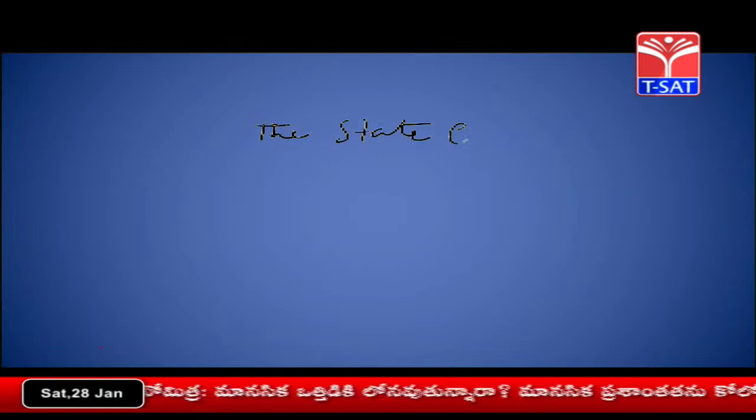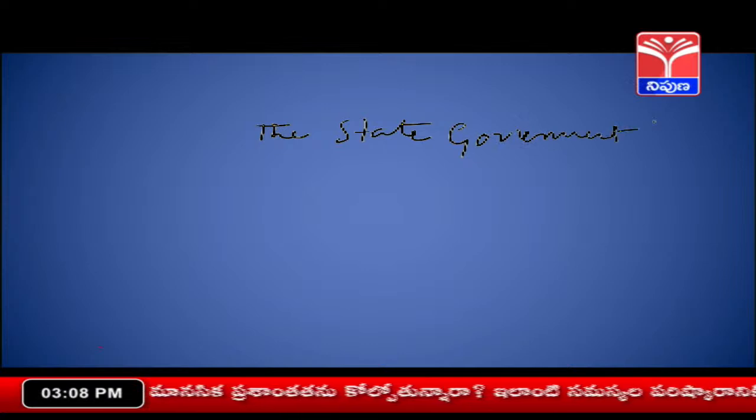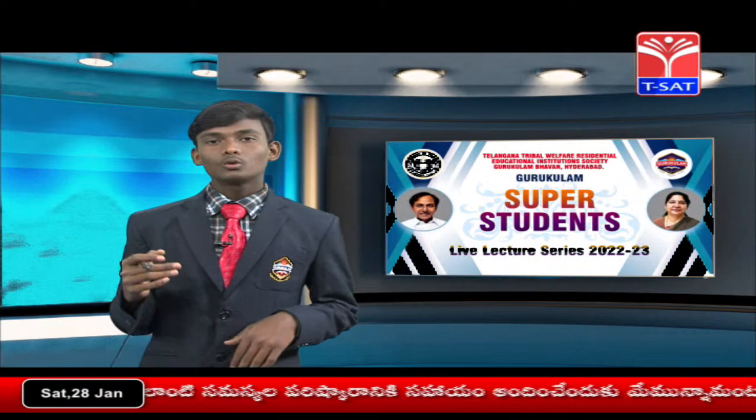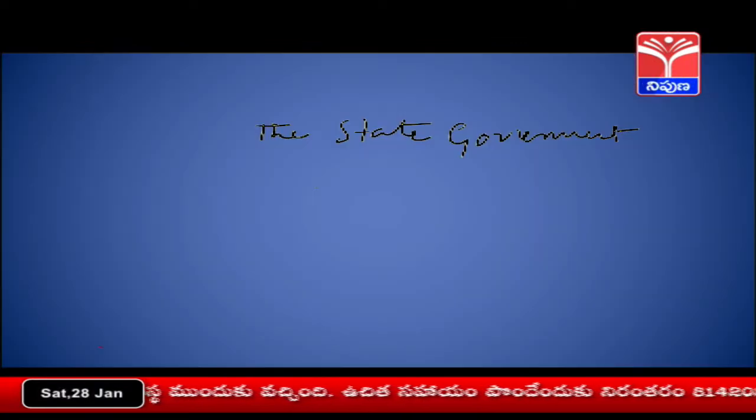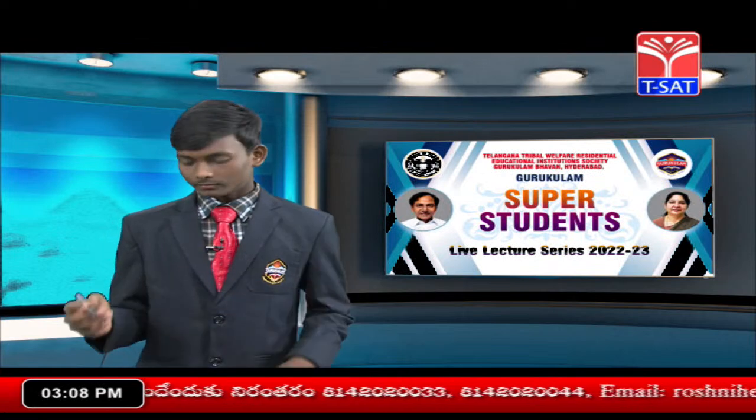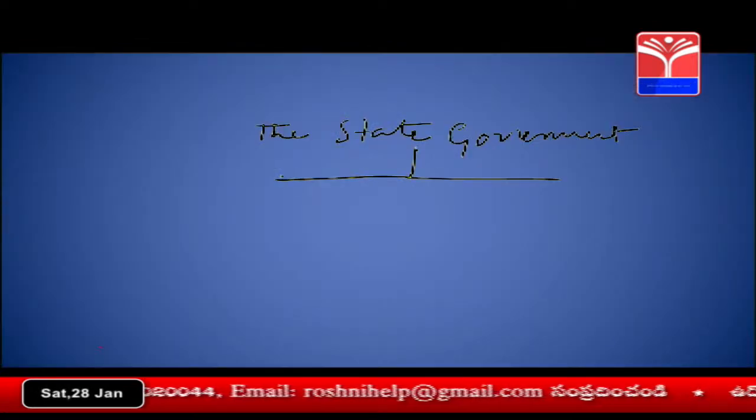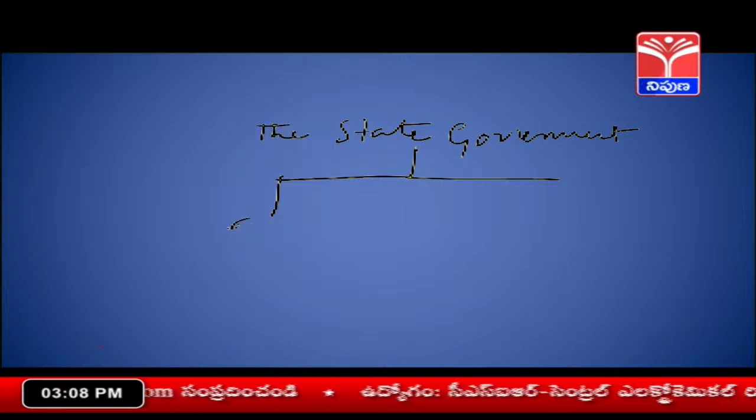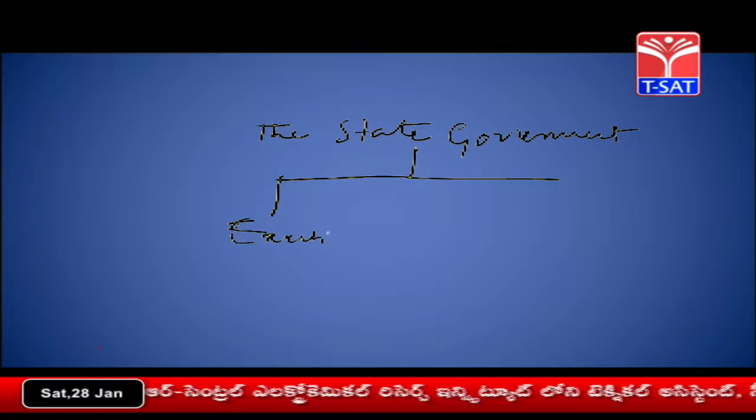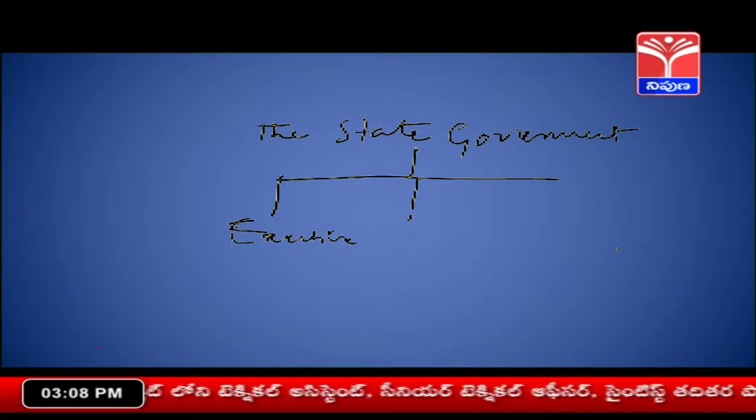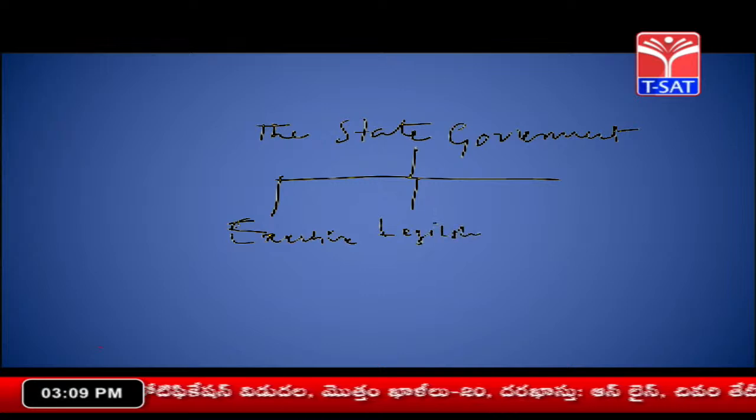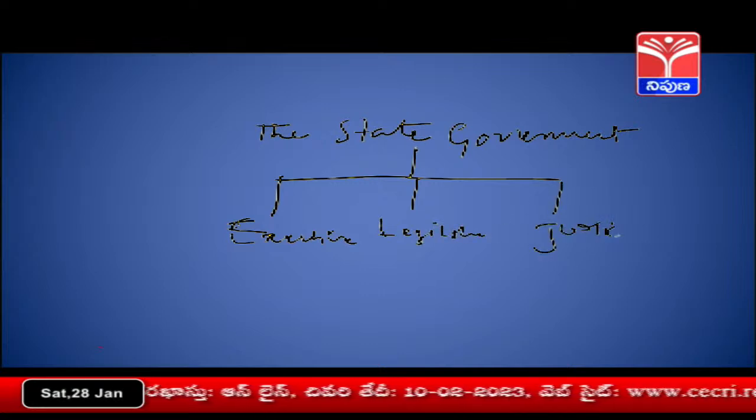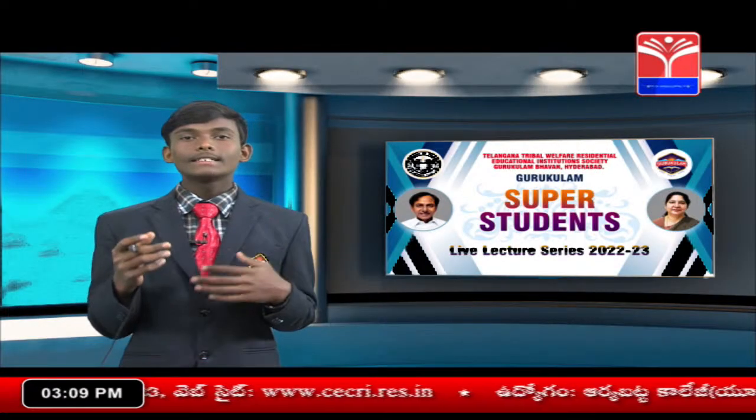The state government. Articles 152 to 237 deal with the matters of the state government. The state government contains three bodies. One is the executive, legislature, and judiciary. These are the three bodies of the state government.